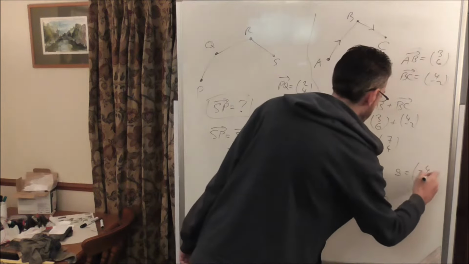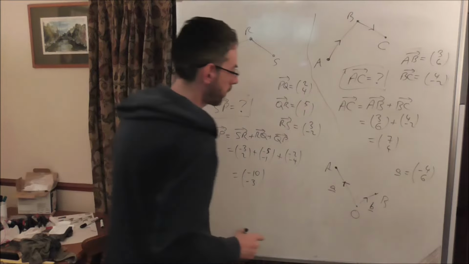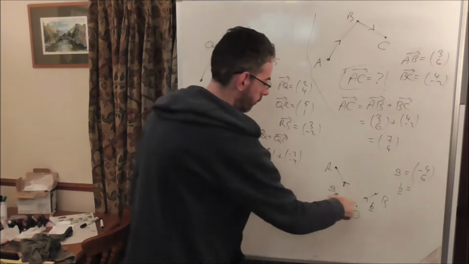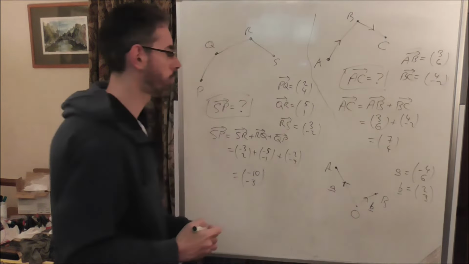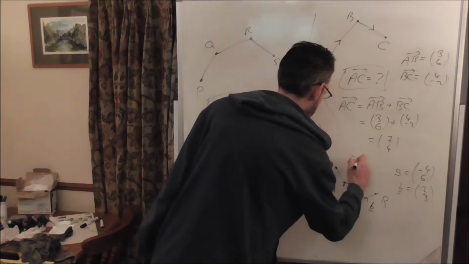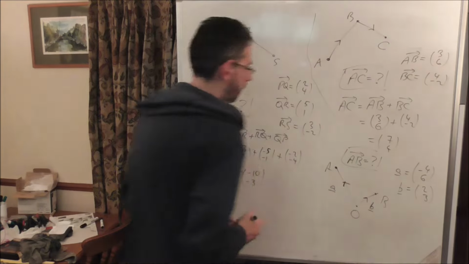So minus 4, 6. And little b, let's say it's, I don't know, let's say 2 right and 3 up. So 2, 3. And the question is, what is the journey A to B? So what is A to B?